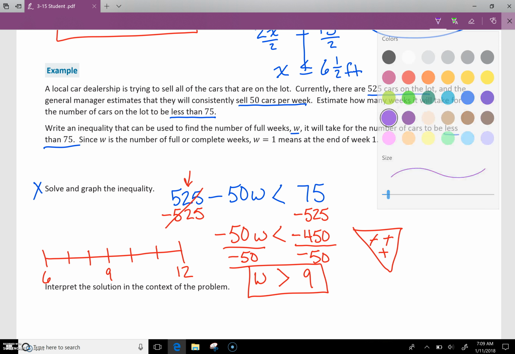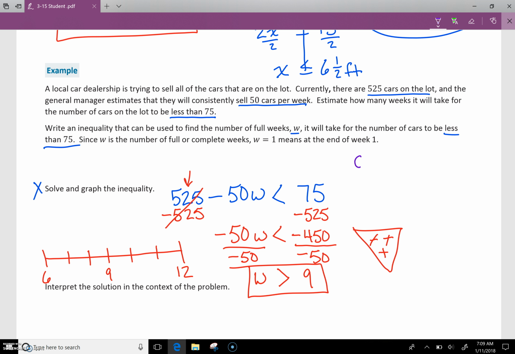So like we talked about in the warm-up, if you have an open point on your number line, that is for greater than or less than. If you have a filled in point on your number line, that is for greater than or equal to or less than or equal to. So on this one, we're going to be using an open point. So we're going to put an open point right on 9.